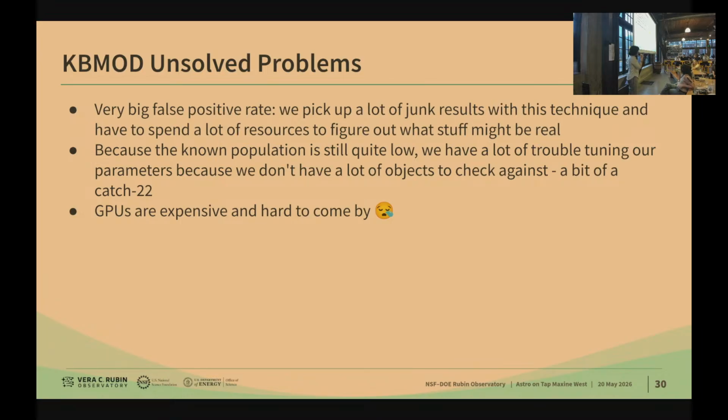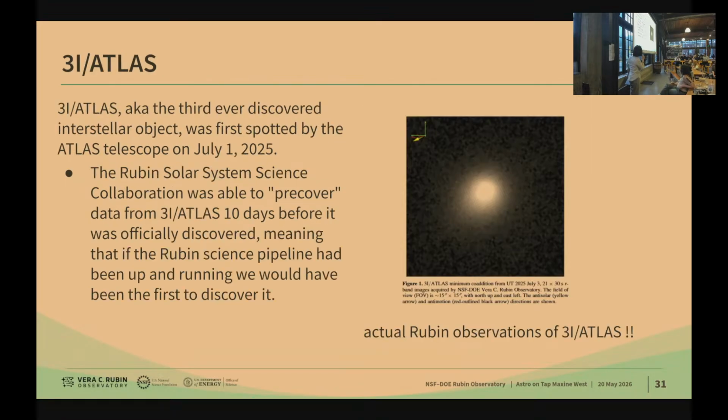But that's just a basic overview of the kind of problems that Link Frameworks is hoping to solve and our process of solving them, which usually ends up creating much more problems for us to solve. So as a fun advertisement for Rubin, this is the third interstellar comet ever observed, and this is actual Rubin data of 3I Atlas.